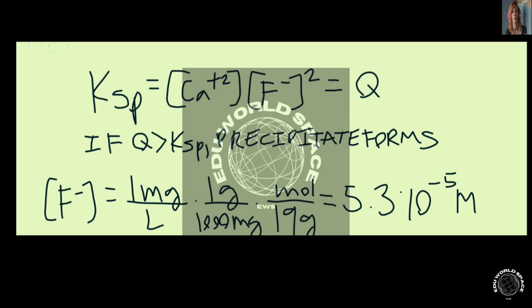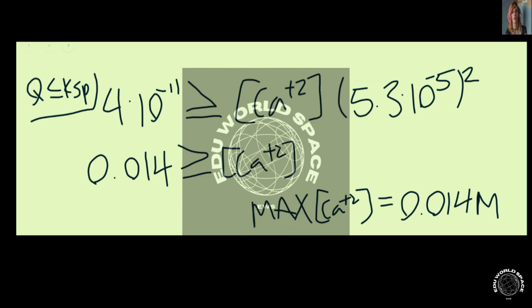But we were given the fluoride ion concentration in units of milligram per liter. So let's take a minute to convert that to moles per liter, to molarity. We know that there are 1,000 milligrams in every gram. And then we know that the molar mass of fluorine is 19 grams per mole. So we divide by 1,000 and divide by 19, and we end up with 5.3 times 10 to the negative 5 molar. So that's our fluoride ion concentration.